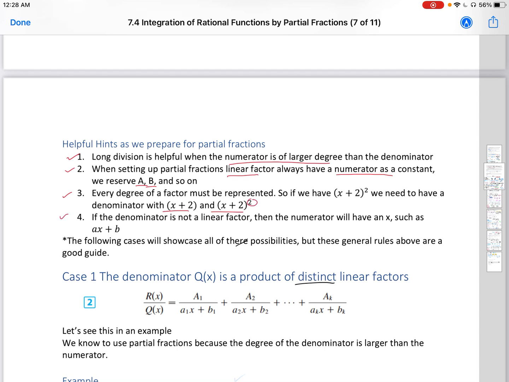4, if the denominator is not a linear factor, then the numerator must have an x, such as Ax plus B or Cx plus D. You can continue along the alphabet depending on what variables or letters you've used already. And that takes care of all of your cases. You need to think about it case by case: analyze whether you have case 1, case 2, case 3, or case 4. Take each one separately and just use these helpful hints.